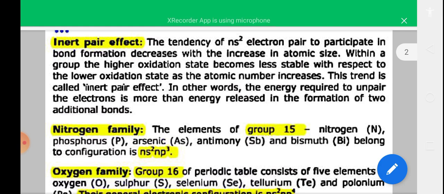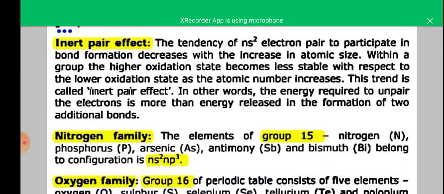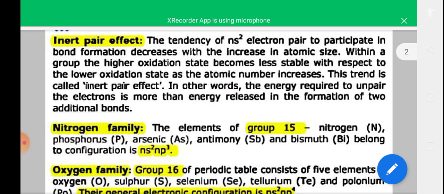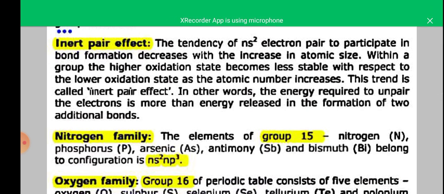As we move down a particular group in p block elements, the outermost ns2 electron pair becomes inert. Okay, and the outermost ns2 electrons do not participate in bond formation down the group in p block elements. And this trend is known as inert pair effect.